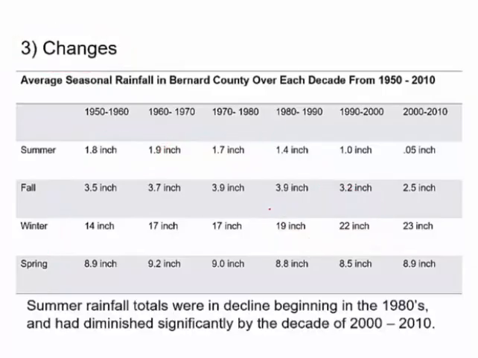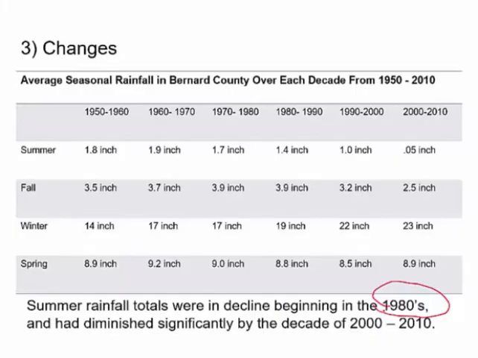So one way to report about this, a sample sentence below, just about summer rainfall: Summer rainfall totals were in decline beginning in the 1980s and had diminished significantly by the decade of 2000 to 2010. Noting the significant change that began in the 1980s for summer rainfall. We could create similar sentences for fall, and then an opposite report about winter, where the change occurred in the 1980s for an increasing amount of rainfall in that period.